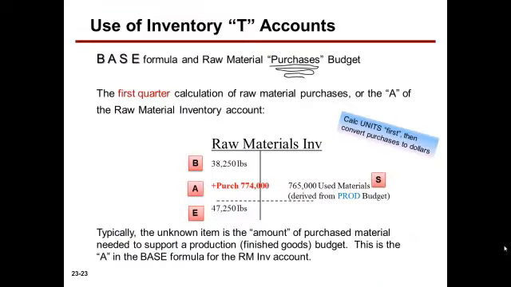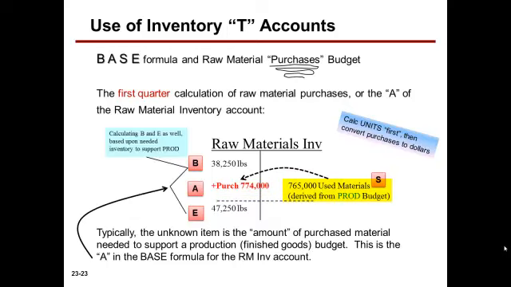Let's recap that first quarter calculation of raw material purchases using a T account for raw materials inventory. Again, we backed into our total purchase required of 774,000 pounds. By knowing how much had to be used, we derived that from our production budget. We also had to calculate our beginning and ending inventories to back into that A in the base formula of 774,000 pounds to be purchased. Again, calculate units first and then convert purchases to dollars as the last step.